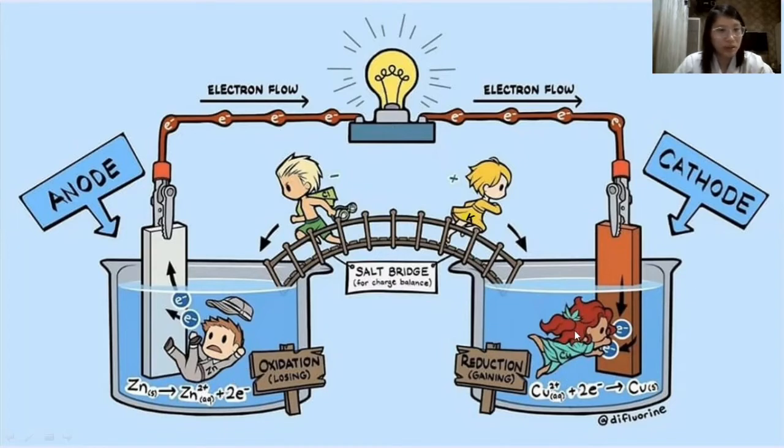The neutral zinc will give up 2 electrons and become zinc ion, while the copper ion acts as a cathode, which will experience reduction because it will gain 2 electrons from zinc and becomes a neutral copper. A salt bridge is also needed to maintain electrical neutrality within the internal circuit. So the overall reaction that will happen will be this. Zinc plus copper ion will become zinc ion and copper.